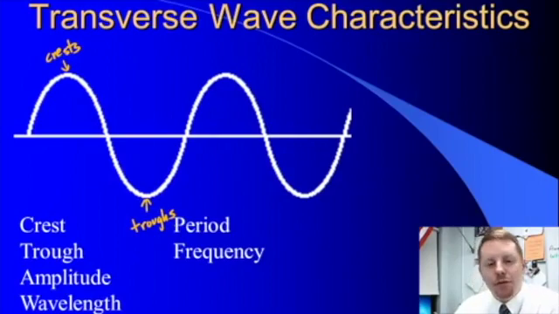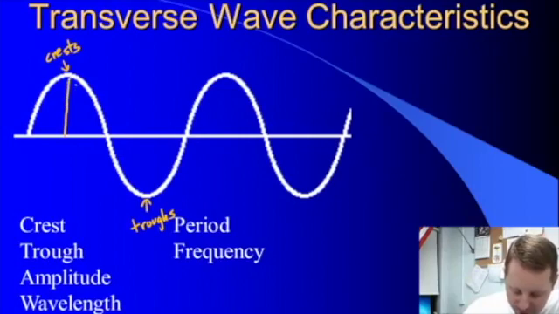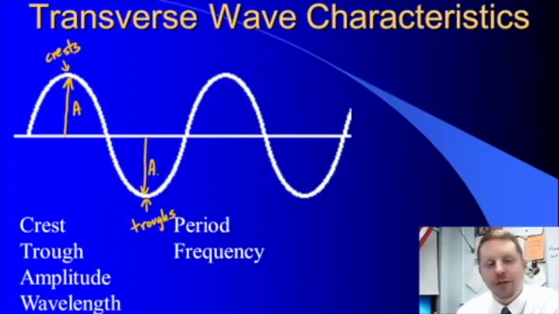The amplitude of a wave, which is how much energy it contains, is a measure from the baseline to the crest or the baseline to a trough. Either way, we'll label that with the capital A, so that could be the amplitude or that could be the amplitude. And it's the magnitude of the distance between the baseline and the crest or the baseline and the trough.